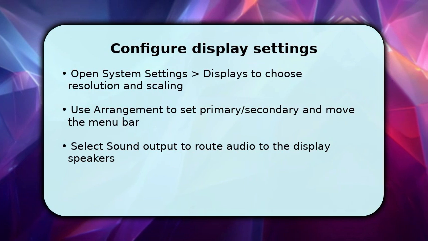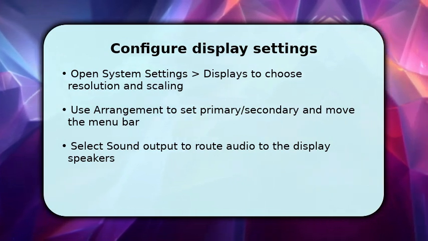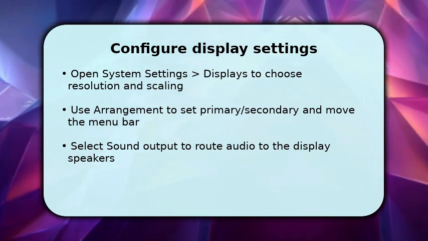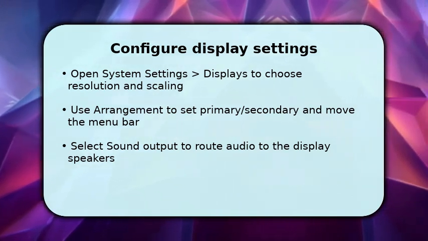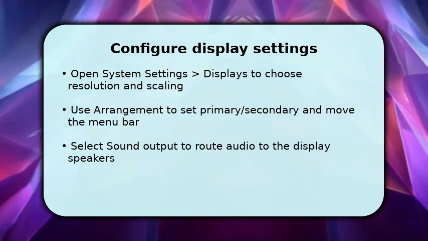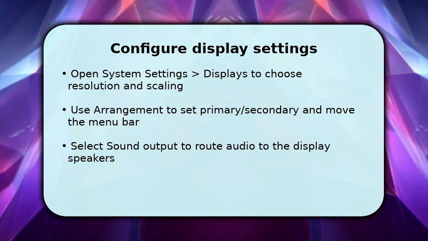Then use Arrangement to drag screens into physical positions and move the menu bar to set the Thunderbolt display as primary if desired. Finally, make sure sound output is set to the display if you want speakers active. This centralizes video and audio through one connection.